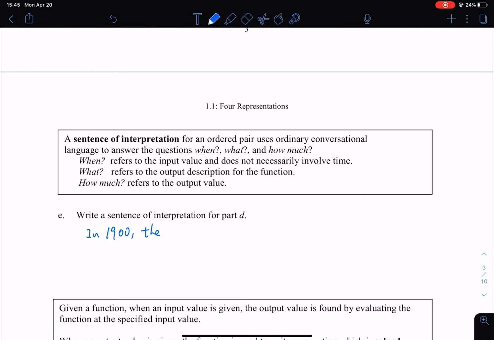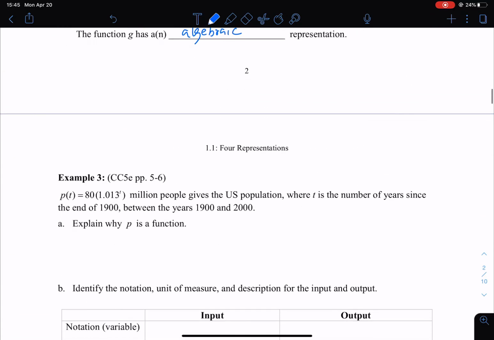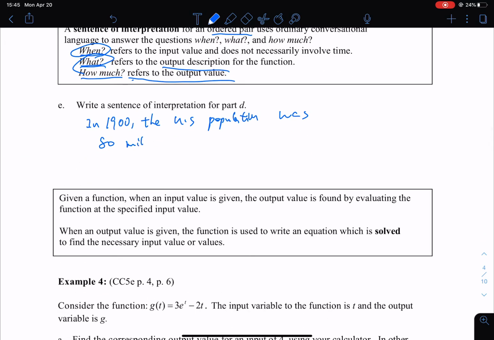For a sentence of interpretation of an ordered pair, we have to first talk about when, then what, then how much. For the how much, you have to include the unit. So (1, 1980), what is the output description? The output description is the US population. And then what's the how much? 80. Do not forget the output unit, that is million people. So 80 million people.